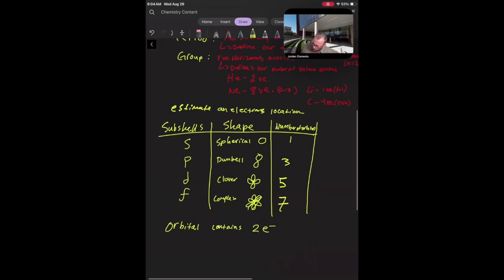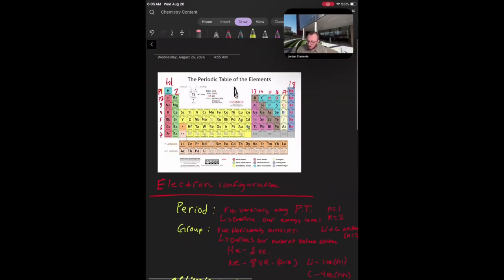2 electrons. So the maximum electrons in an s orbital would be 2. Maximum in a p orbital or p subshell would be 6. D subshell would be 10, and F subshell would be 14. And we can use this kind of shape and these notations to define how many electrons or where electrons would be for a given element.